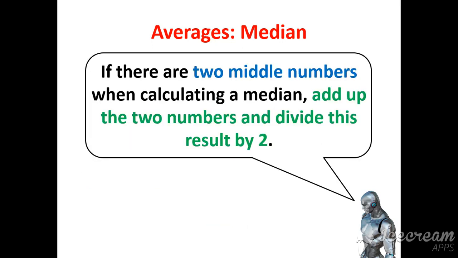All right, so here's the last thing before we wrap it up. If there are two middle numbers when we calculate a median, add up the two numbers and divide it by 2.